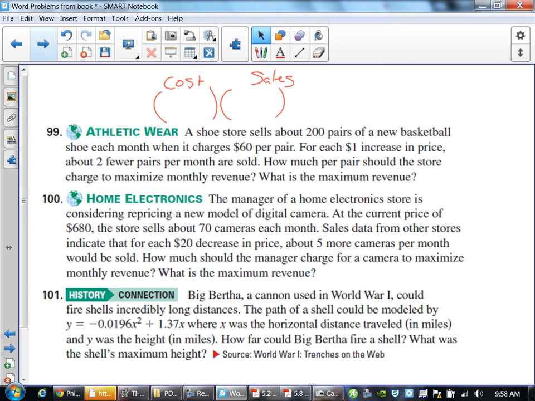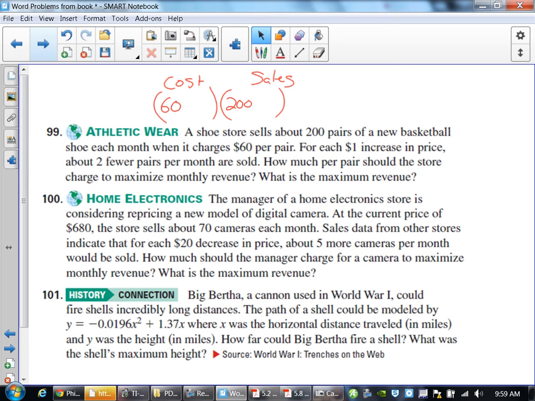Oh, nice. Okay, what is your initial cost? 60. And how much do you sell at 60? 200. See what I'm doing there? I'm separating cost to sales. Very, very straightforward. Okay? Now, for every dollar increase in price, which one did that go to?